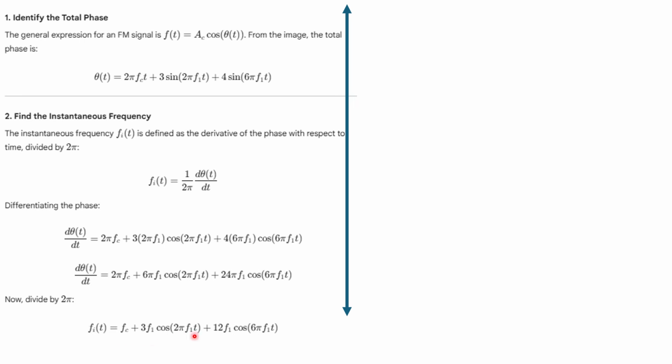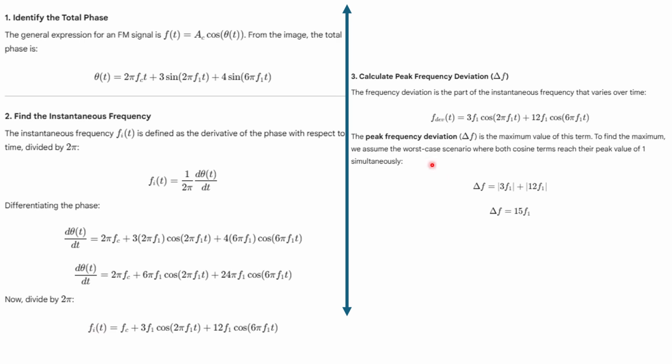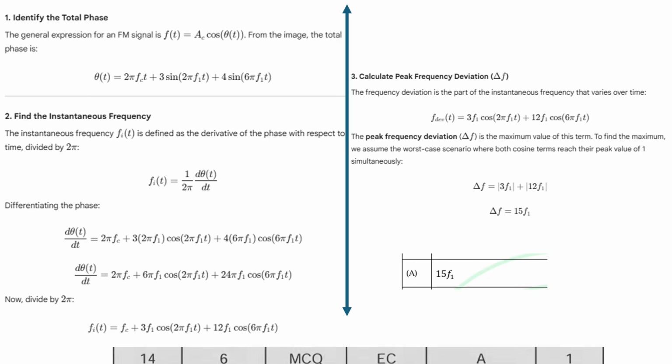So fc, and if cos theta is, suppose, plus 1, then fc plus 3 f1 and plus 12 f1. So total 15 f1, right? This is the maximum possibility because cos theta may have the maximum value of 1. So the maximum deviation from fc only, that is from the carrier wave, is 3 f1 plus 12 f1, that is 15 f1. So as per the answer key, it should be 15 f1, right?